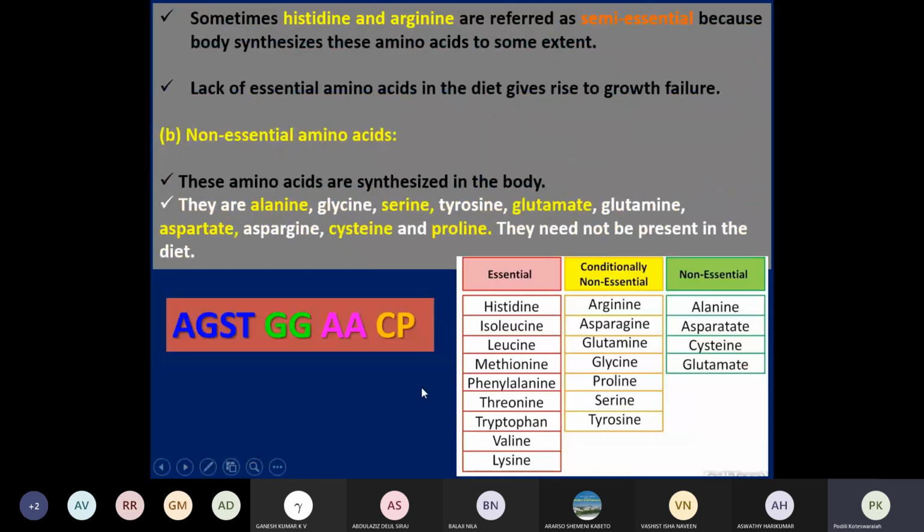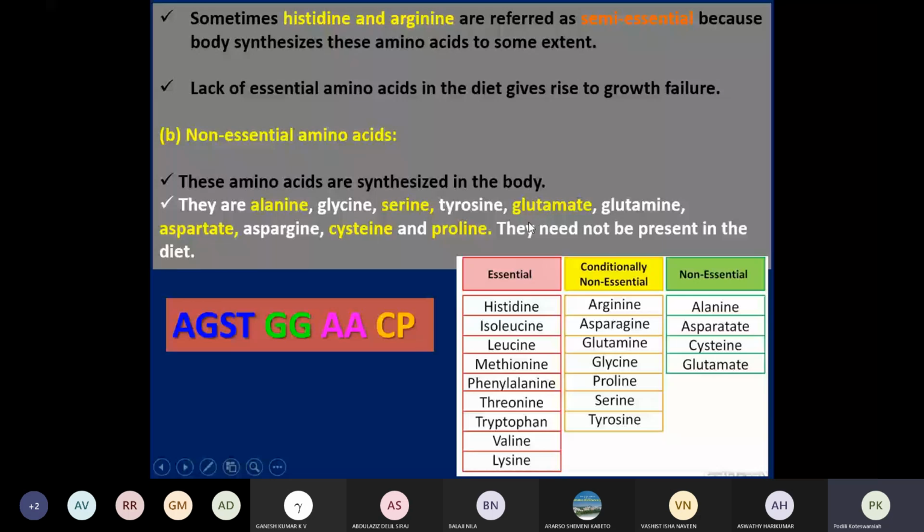Histidine and arginine are considered semi-essential because the human body can synthesize these amino acids to some extent. And lack of these amino acids in the diet gives rise to growth failure. Coming to the non-essential amino acids, we have alanine, glycine, serine, tyrosine, glutamate, glutamine, aspartate, asparagine, cysteine, and proline. These are non-essential amino acids because they need not be supplemented in the diet.